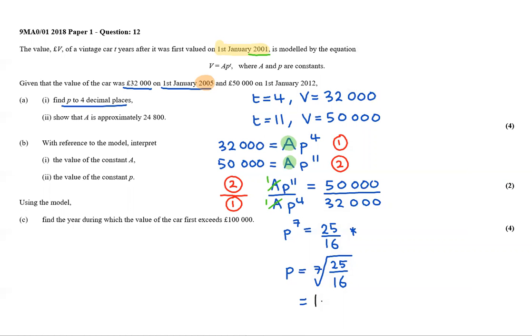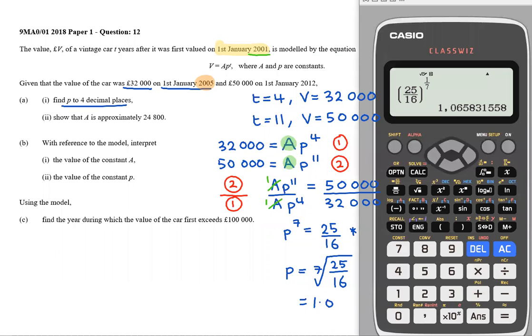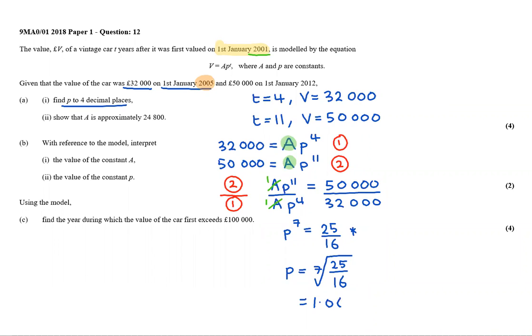Use the pen on Zoom. So 1.0658, and state the accuracy to 4 decimal places. Keep that handy on your calculator because we're now going to show that the value of A is approximately 24,800. So if we sub the value we've just got into one of the equations, if I do the top one, just to explain what we're doing.